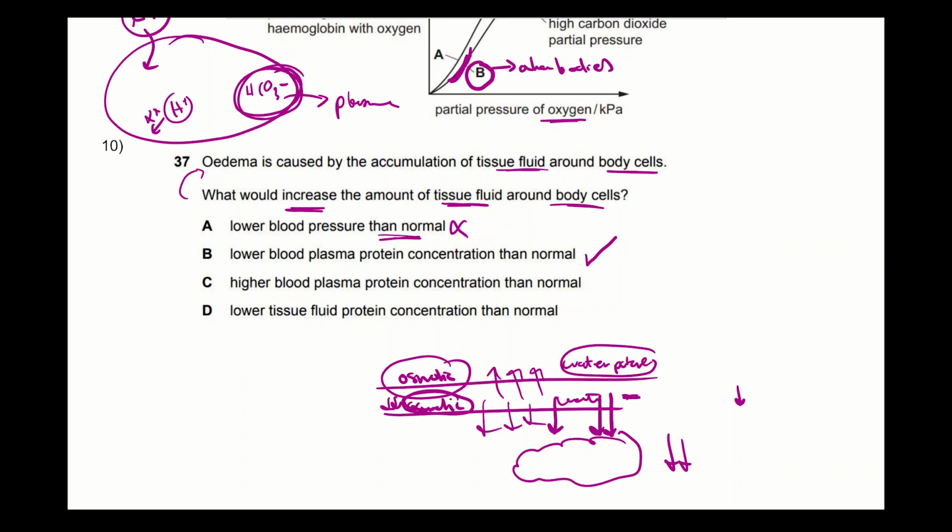C, higher blood plasma protein. Now, this is incorrect. If this were the case, this means that the osmotic force inside the blood vessel increased. This means that water would actually enter the blood vessel if the blood plasma protein increased. Therefore, this is incorrect. D, lower tissue fluid protein concentration than normal. Now, tissue fluid is the fluid outside the blood vessel. We're talking about what's inside the blood vessel, the forces between the osmotic and the water potential. Therefore, this is incorrect. And the answer is going to be B.